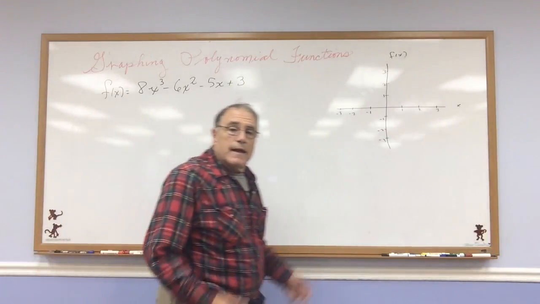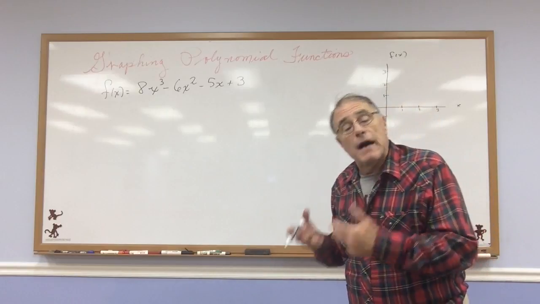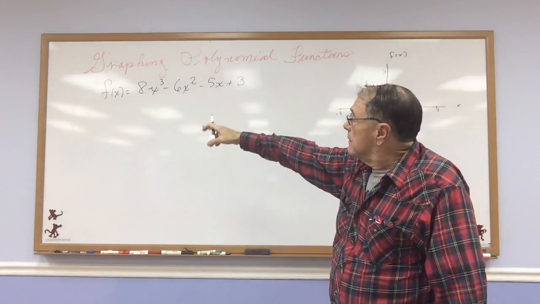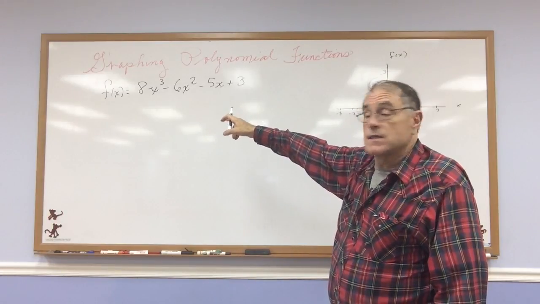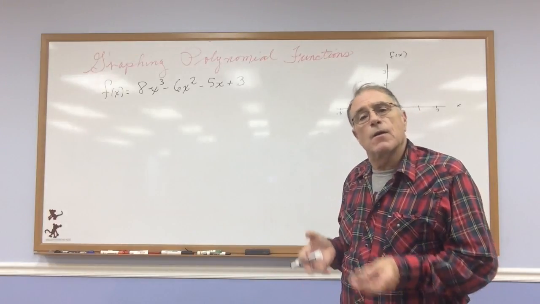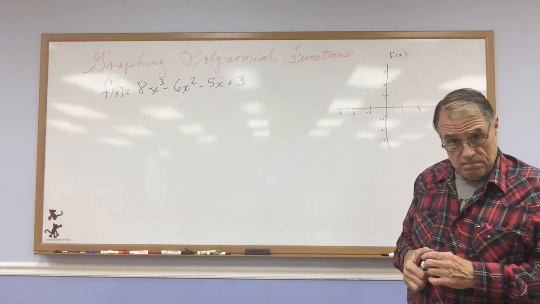Hello. In this video, I want to look at graphing polynomial functions, and I chose this cubic: f of x equals 8x to the third minus 6x squared minus 5x plus 3. I want to take you through the steps in graphing this function.